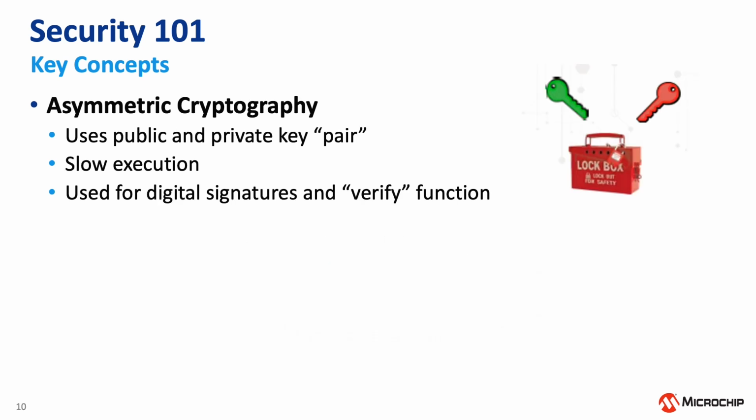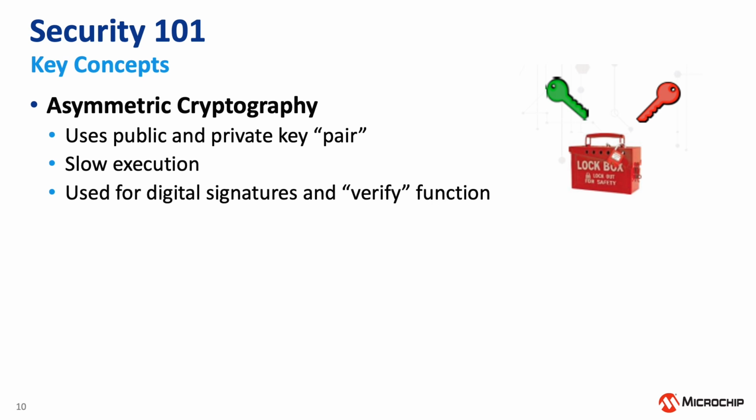Asymmetric cryptography is another tool in your security toolbox. With asymmetric cryptography, there are two mathematically related keys. You have a public key and a private key. The public key can be shared, but the private key always must be kept secure. Because asymmetric crypto functions are mathematically intense, it takes longer to perform them than for symmetric crypto functions. Digital signatures and verify functions are examples of where asymmetric cryptography is used.